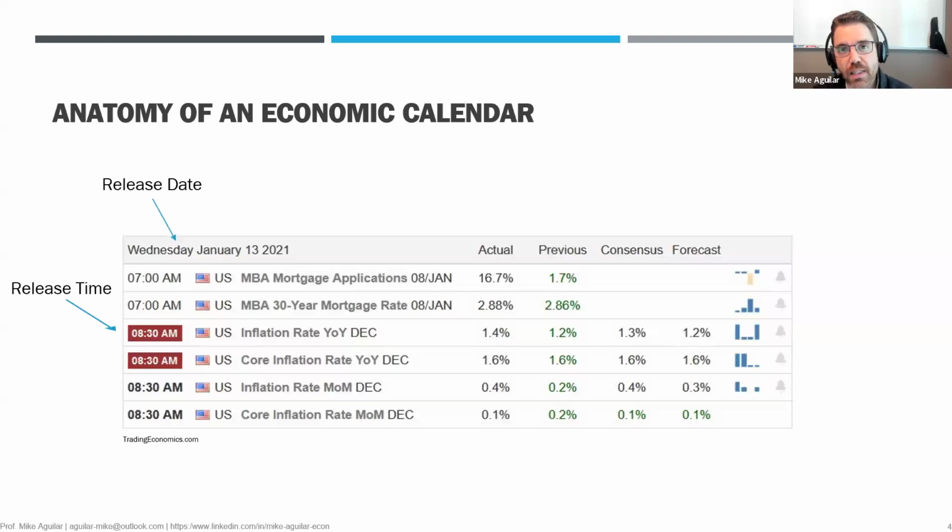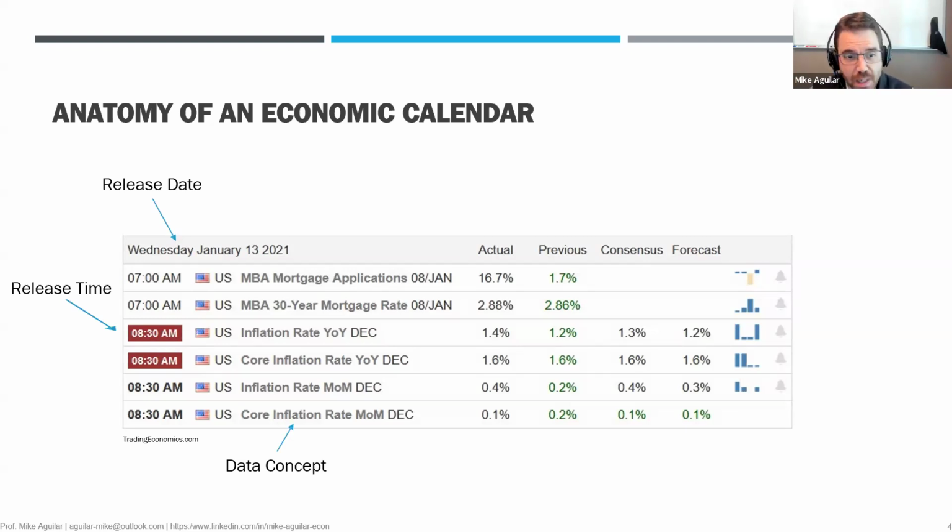One of the things I like to think about is the interaction between macro and markets. For market participants, they want to see what's the response of the financial markets, yields, stock prices, currencies to releases of economic data. So that release time is very important. Sometimes what you'll see is something highlighted in red. That's Trading Economics' way of saying, hey, this is especially important.